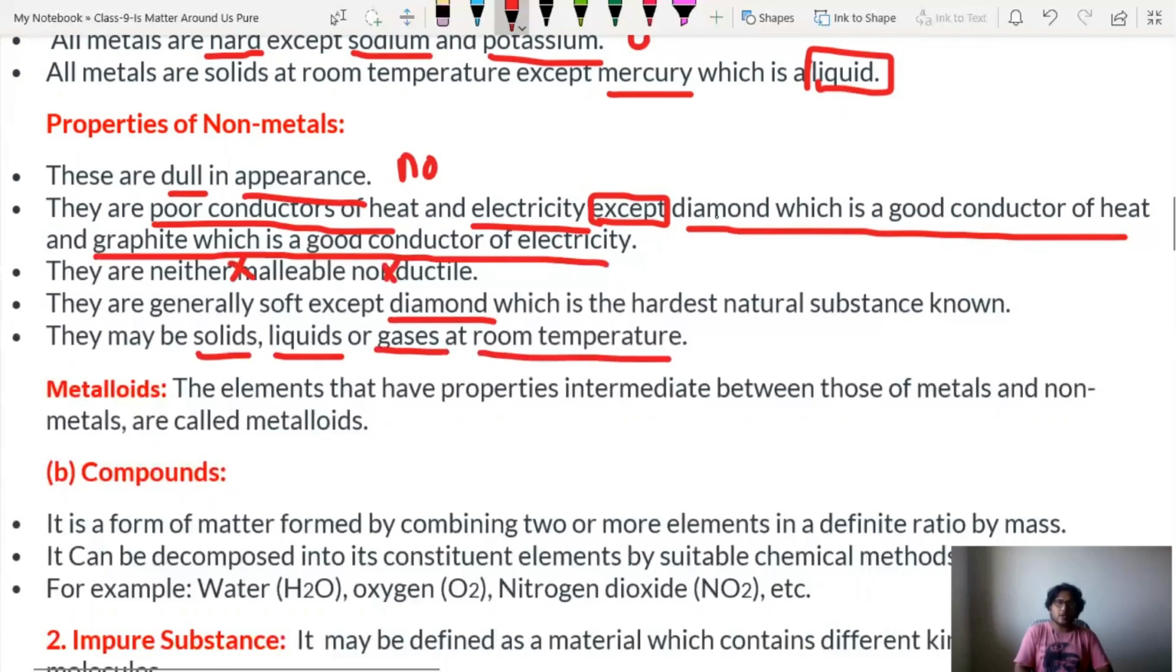But while coming to metals, 99.9% of metals are solids except mercury. And while coming to non-metals, you can find them in solid state, liquid state, and at the same time gaseous state too.